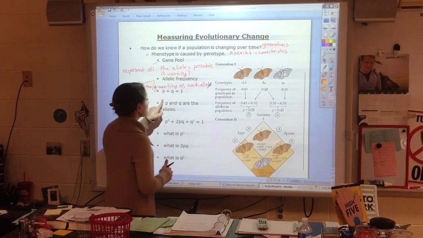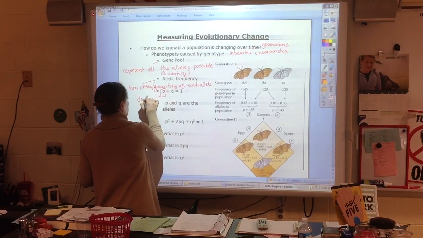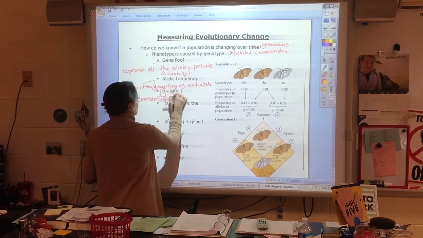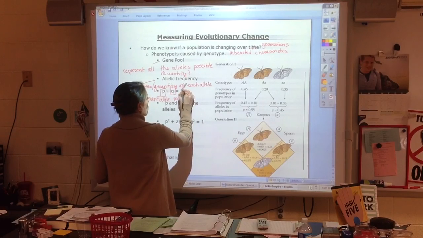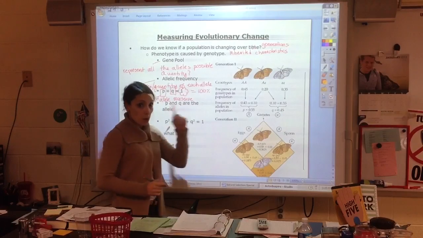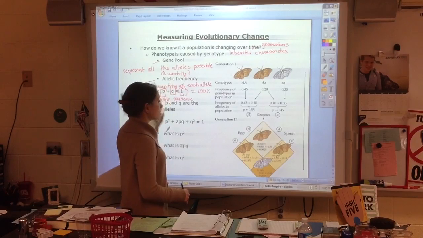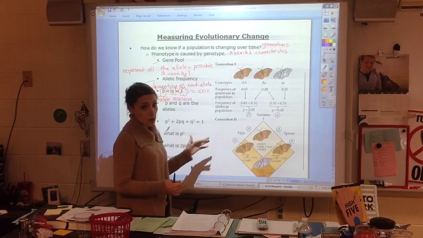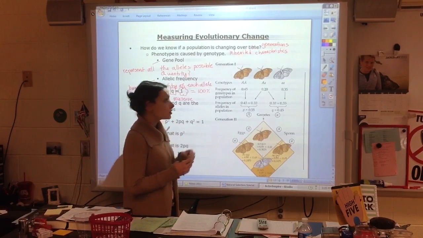And what this means is that P is going to represent our dominant allele. Q is going to represent our recessive. And the 1 means that 100% or 1 frequency means that all of the alleles, the gene pool, is either P or Q. P plus Q equals 1. There are no other alleles. We've got P, we've got Q. And the combination of those two is 1.